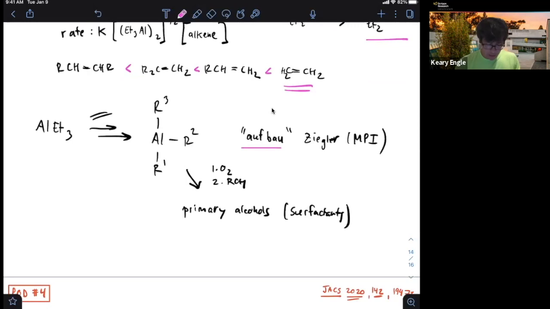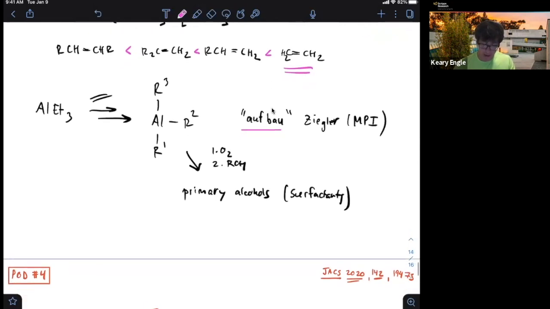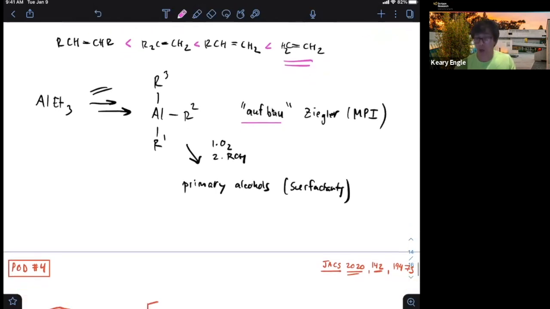So the Aufbau process takes advantage of the repeated insertion of ethylene into now a growing oligomeric or polymeric alkyl chain tethered to aluminum. And so this repeated addition allows the chain to grow, and then treatment with O2 followed by alcoholysis leads to long chain primary alcohols, which, as we all appreciate, are widely used in commercial surfactants.